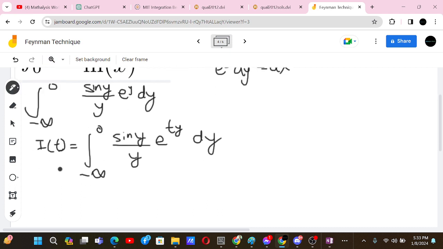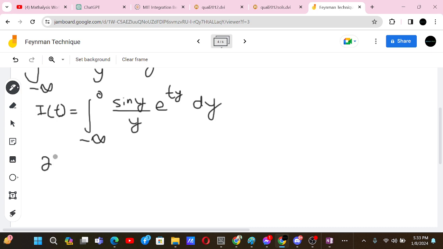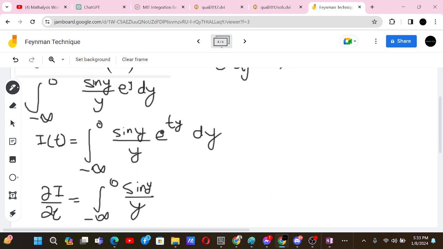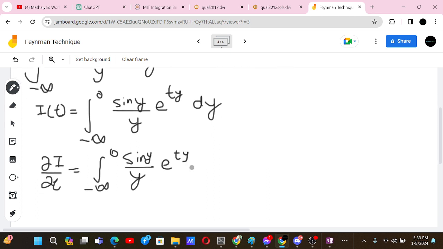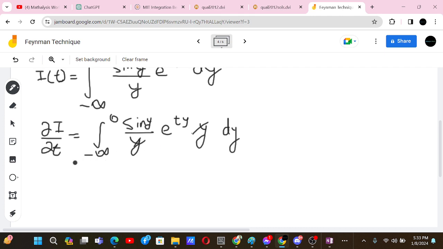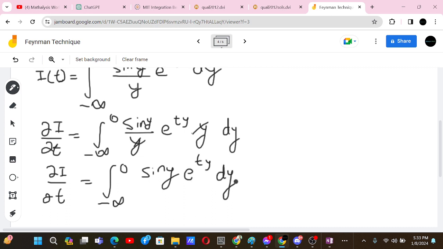Okay, fine. Now put it like this. Now the next thing is to differentiate. So dI/dt is equal to the integral from minus infinity to 0. All of these will be constant, and over here e to the power ty times y, because it's differentiated with respect to t. Now y will cancel out, and this one is an integral that we did earlier. dI/dt is the integral from minus infinity to 0 of sine y e to the power ty dy.